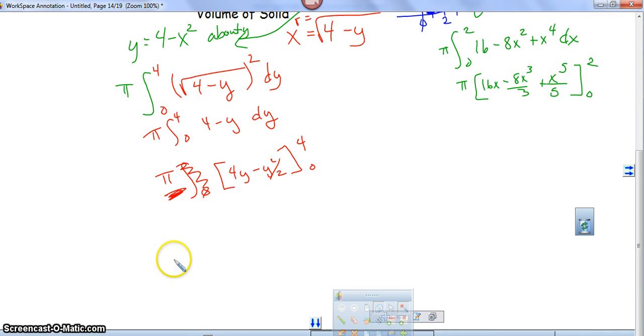All right, one thing I want you to make sure you ask me about in class is what if it doesn't go all the way down to the x or y axis? What do I do then? What if it just stops?